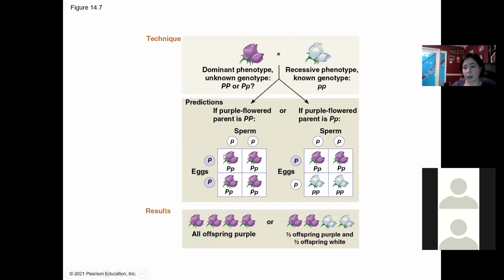Hybrids that carry a dominant allele. If it's heterozygous, then 50% will display the dominant phenotype and 50% will display the recessive phenotype.